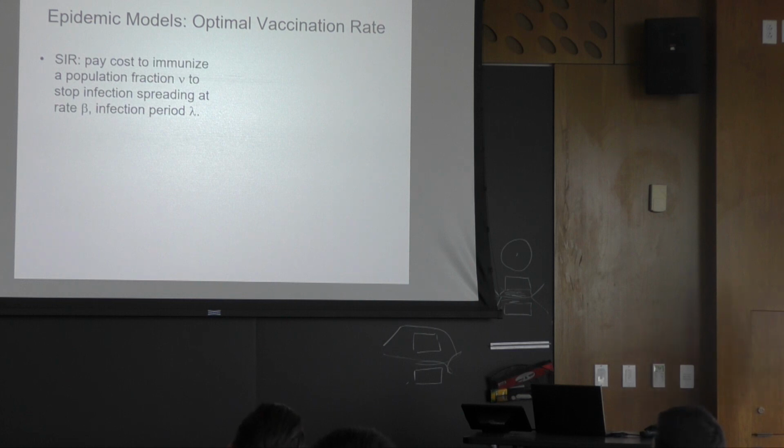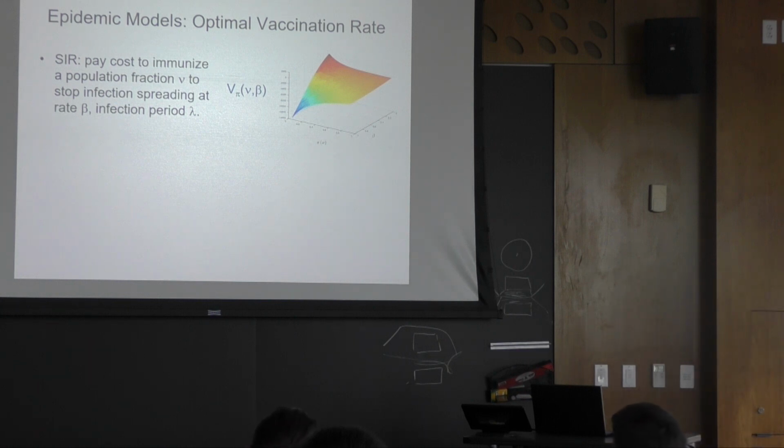Okay, another problem. So for epidemic models, there's a model commonly used called the SIR infection model. You would immunize a population fraction nu. The infection spreads at rate beta and has an infection period lambda. I infect Florent today. He's infective tomorrow. Right? Sorry, Florent.